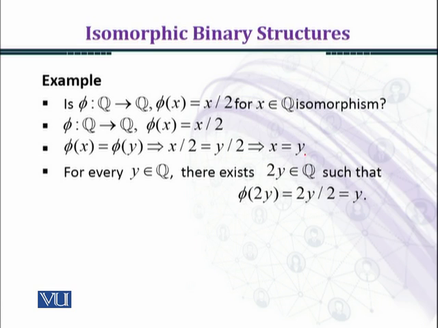Now we have to check whether phi is onto. To establish that phi is onto, we have to pick an arbitrary element from the codomain, and we have to find the pre-image of that element.